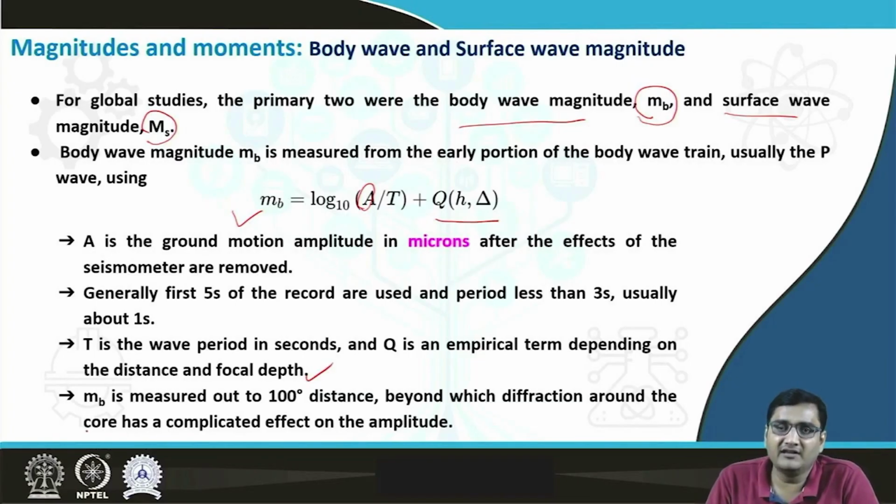mb is generally measured up to a distance of 100 degrees. If you go beyond 100 degrees distance, then there will be the effect of diffraction around the core, and that will make our amplitude a little complicated. So it is generally not preferred for distances more than 100 degrees.